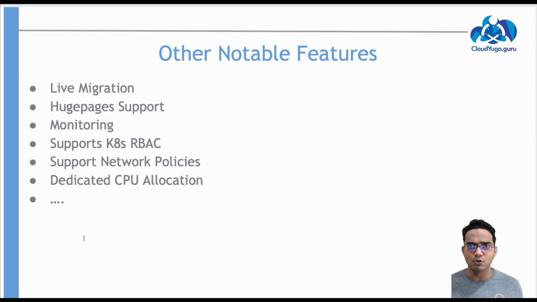And there are a few other notable features. We can do live migrations of our VM: if we have a KubeVirt cluster with multiple machines that support KubeVirt, we can enable live migration. We can have support for huge pages. We can do monitoring. We get the native support of RBAC of Kubernetes. We can put network policies in place. Or we can do dedicated CPU allocation to our VMs, and all these things are possible.